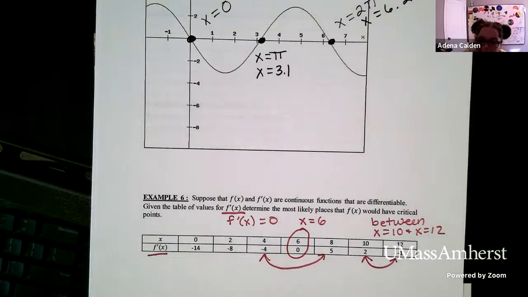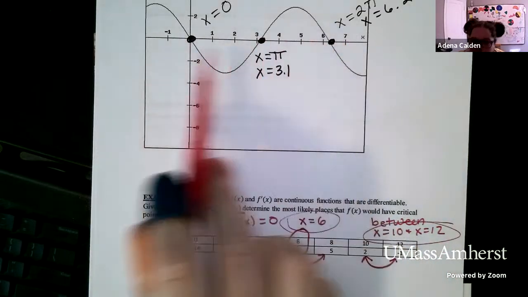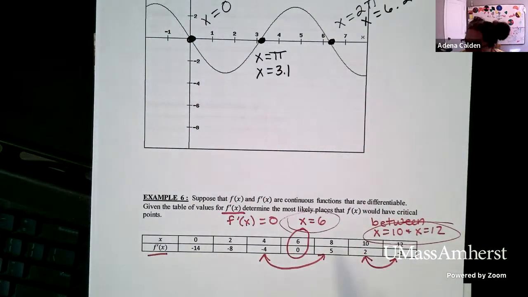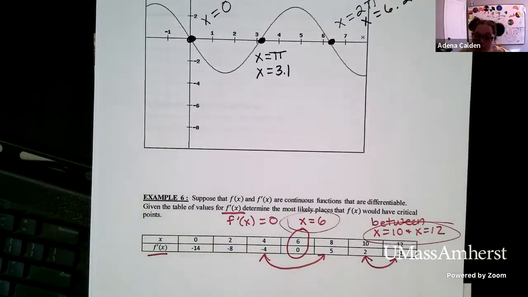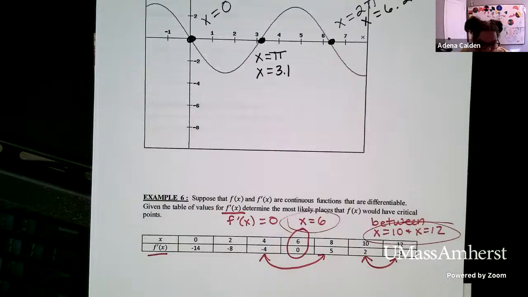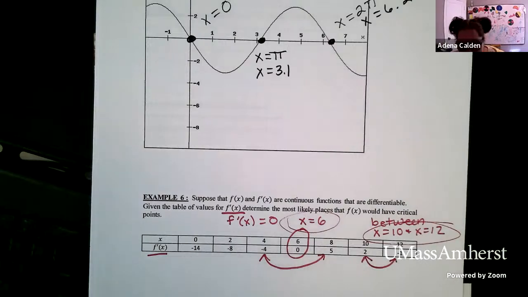One of the things I really want to point out here that we've been doing the whole time is that when we talk about critical points, we are talking about where they are in terms of their independent value, right? So we're talking about a location. Where is it located? It's located at x equals 6. It's located between x equals 10 and x equals 12. That's going to be important because later we're going to learn about global maxes and mins, which we use the y value to define. So with local maxes and mins and critical points, we're looking at x values.